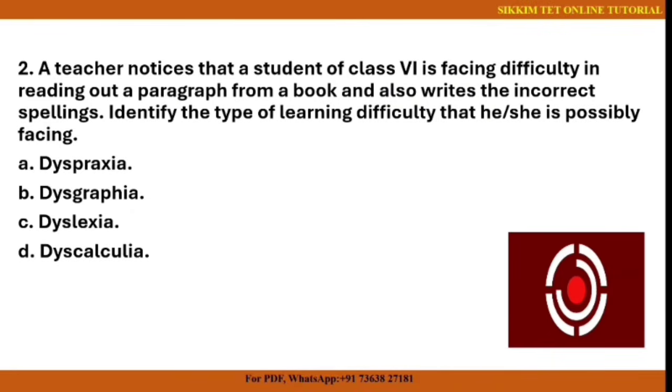Moving on to our next question, that is, a teacher notices that a student of class 6 is facing difficulty in reading out a paragraph from a book and also writes the incorrect spellings. Identify the type of learning difficulty that he or she is possibly facing. So यो चाहिँ एउटा very simple question हो, जहाँनिर चाहिँ एउटा class 6 को स्टुडेन्टले चाहिँ paragraph read गर्नुमा difficulty face गरिरहेको छ. Not only that, the student is also writing incorrect spellings. Now, we need to identify the type of learning difficulty that he or she is possibly facing. So, to answer this question, I'll give you a 10-second timer, so get ready.